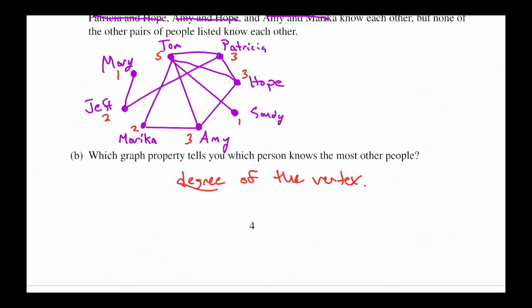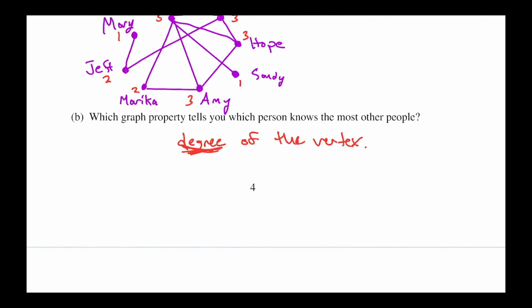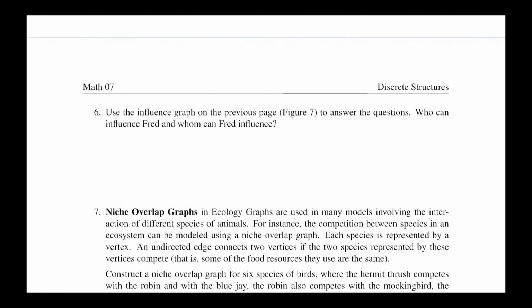Okay, degree. That's the answer. Okay, use the influence graph on the previous page to answer the questions.